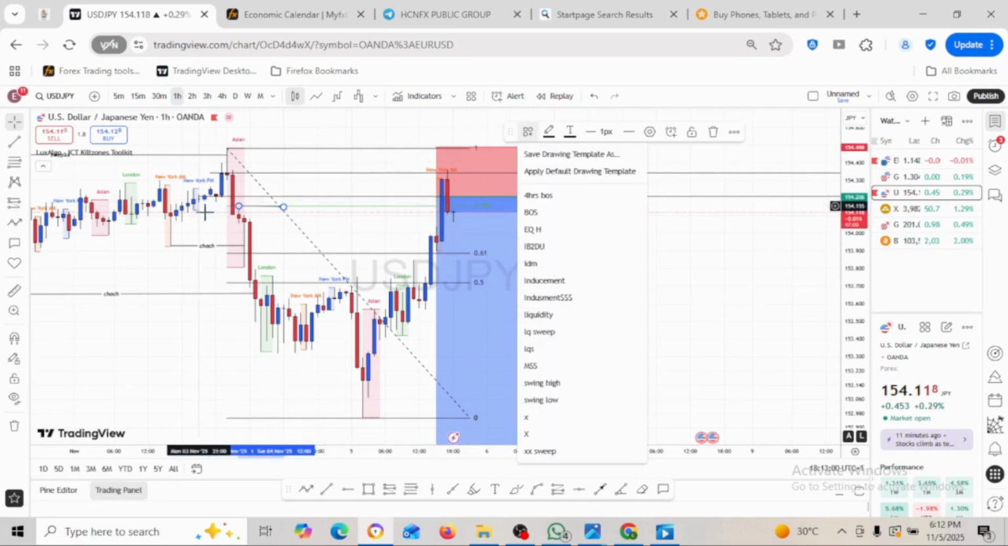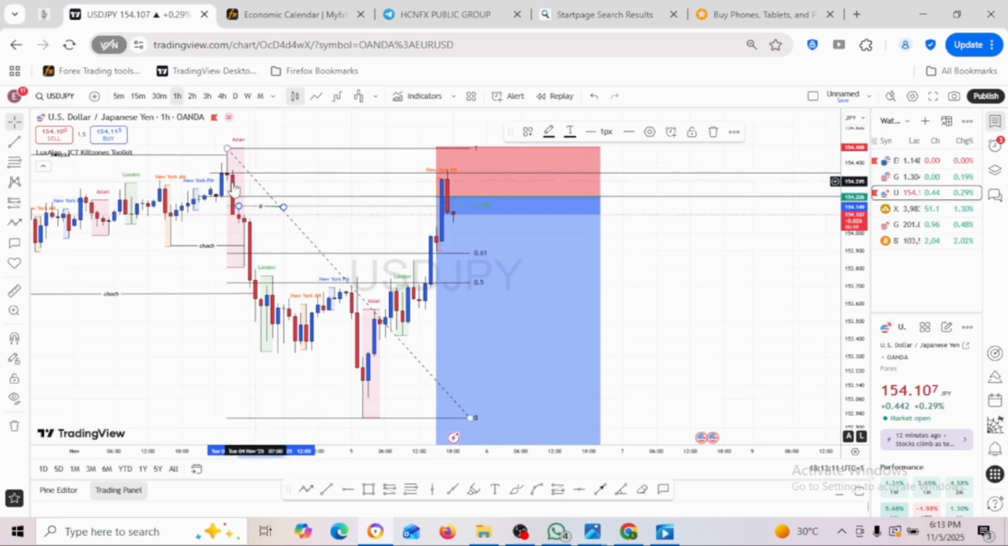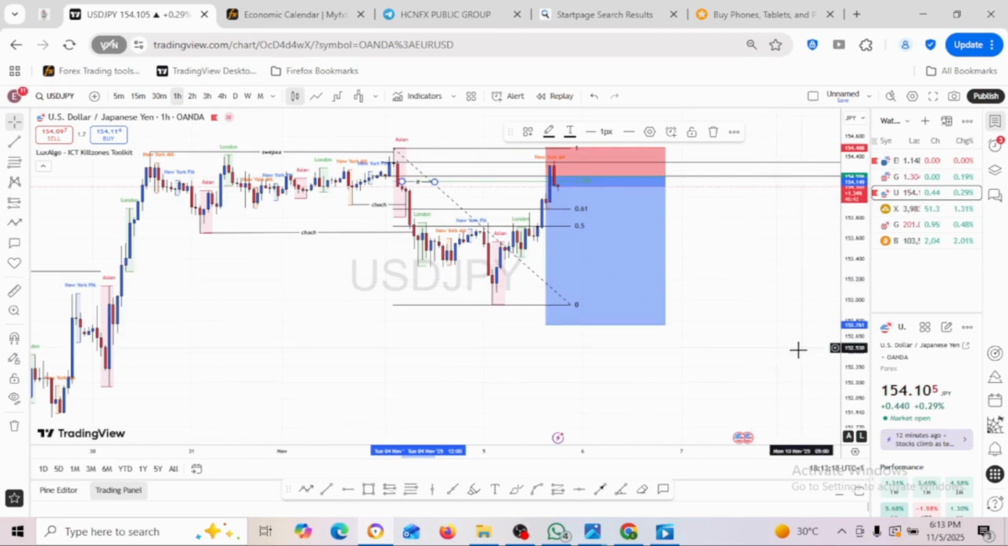And where was the closest POI to this structural liquidity? It was this breaker block. That was why I had to take my entry from this breaker block over here. But you can see price neglected the breaker block and went directly to the other block over there, the rejection block on the 3-hour time frame.